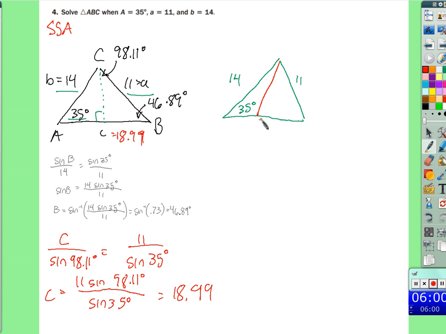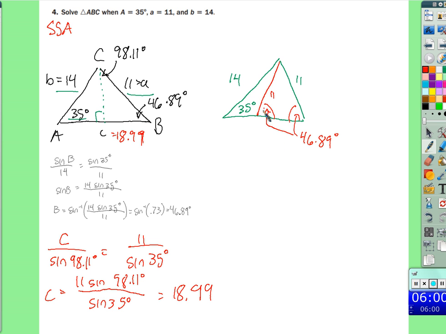We know it can fit in there because it's long enough to reach from the top to the bottom side. But it's also shorter than 14, so it can come down here and meet this bottom side in here. So we know this is 11, and we know this is 11, obviously, because we just swung it over there. You know how big that angle is? 46.89. That's the angle in the other triangle that we just did, which means that also this is 46.89.